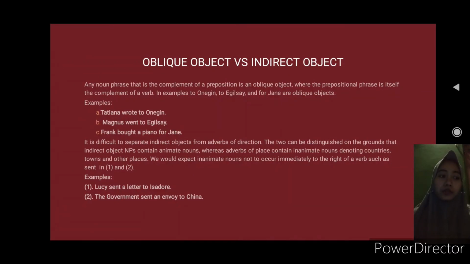Kemudian move to the next example adalah Frank bought a piano for Jen. Jadi Frank di sini berperan menjadi subjek, bought menjadi verb, and a piano adalah indirect object. For Jen is oblique object. Oke, kemudian di sini di bawahnya ada contoh lagi.